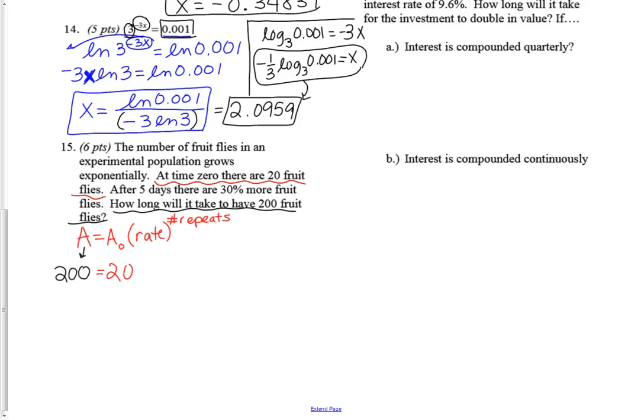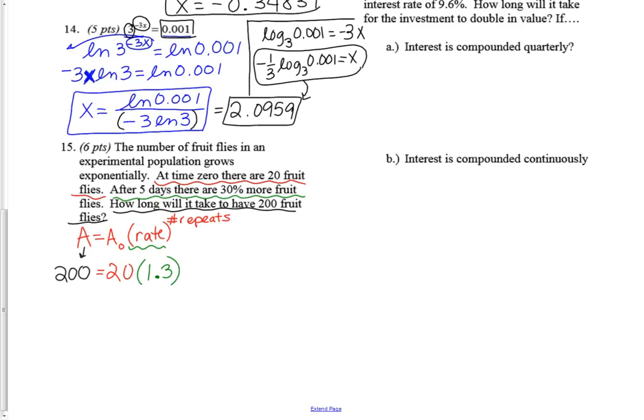I also need to know what the rate is in this problem. It's not really stated explicitly, but after 5 days, there are 30% more fruit flies. So my rate's not 30%; 30% would be making me get smaller. After 5 days, I have 130% of what I used to have, because I keep the flies I have and then I get 30% more. So my rate in this case would be 1.3.